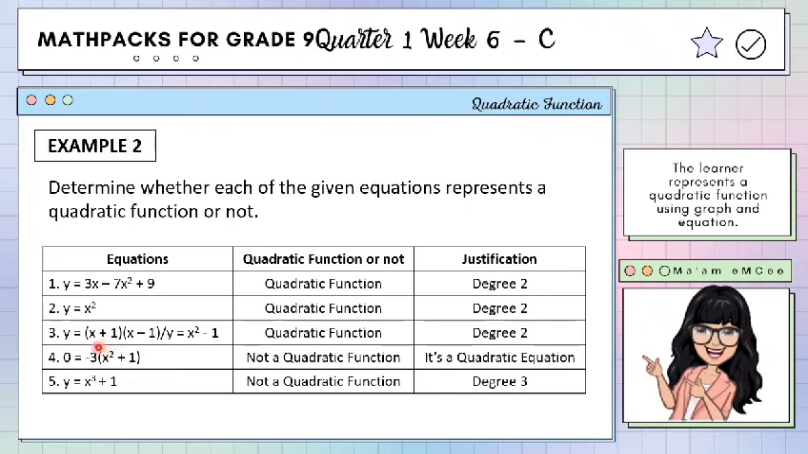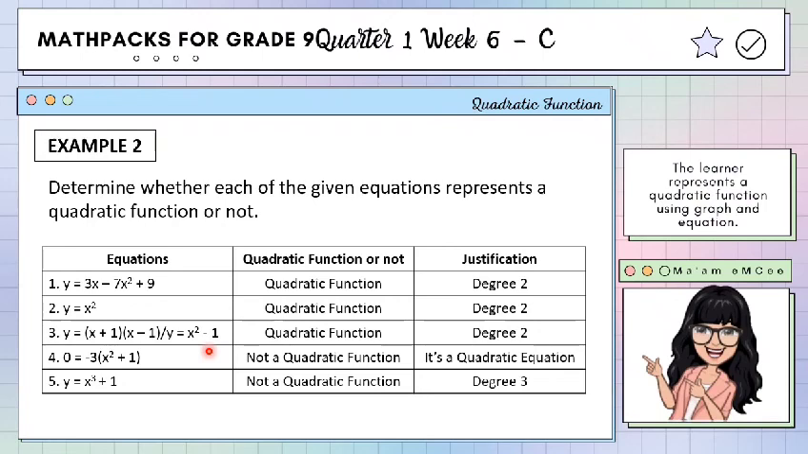Now, if you're not used to using the special product, you can always go back to the FOIL method: first terms, outer terms, inner terms, and then the last terms. Then you will still get y is equal to x squared minus 1. With this equation, we can clearly see that our equation is in second degree, and there is also the presence of y and x variables. So therefore, this equation is a quadratic function.